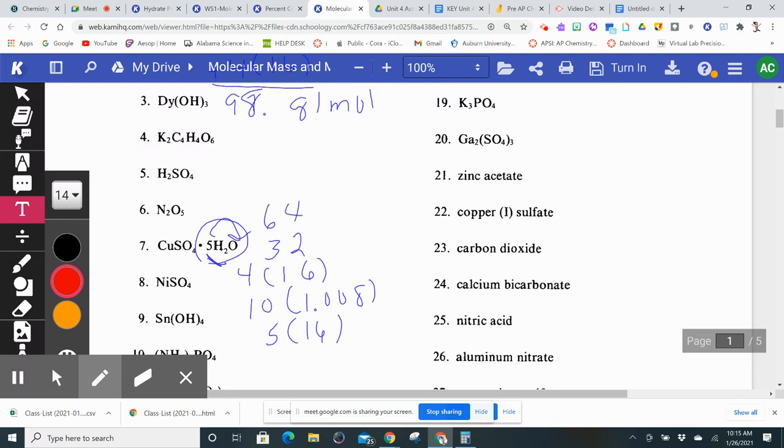These numbers in front are called coefficients, and they work just like coefficients in math. Exactly like coefficients in math. You multiply them by everything they come in front of. And then I just add all that up together. That's it.